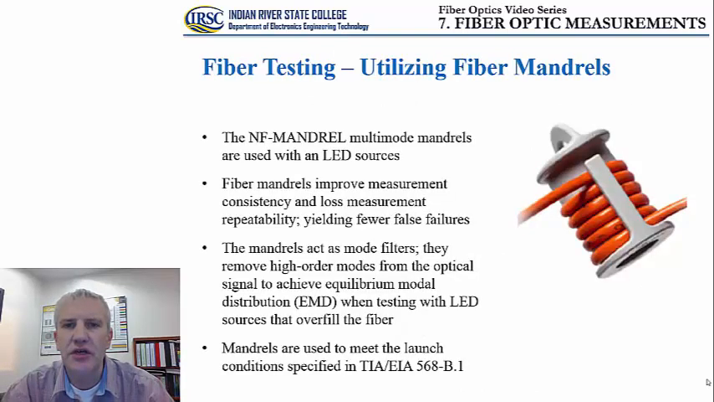An important accessory that comes with the test equipment used in fiber optic measurements is the so-called fiber mandrel. So what are we talking about here? Fiber mandrels are small plastic holders where you wind optical fiber for certain reasons. They are used to meet certain launch conditions specified in certain test standards. When you are performing certain measurements, certain higher order modes exist that may skew your measurement. So you want to remove those higher order modes from the test measurement, and these mandrels serve that purpose.